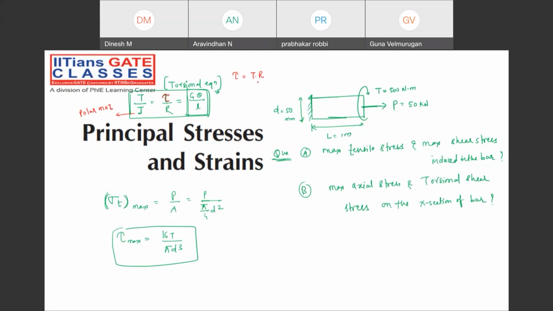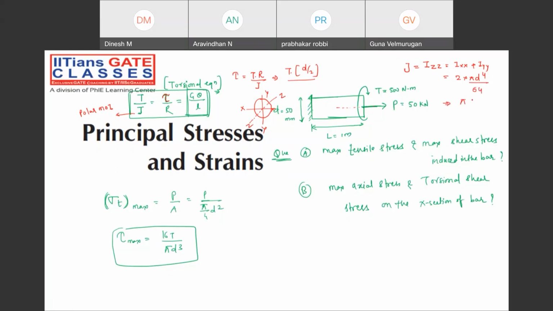So from here, tau will be T into R by J. R is diameter by 2. J is what? What is the polar moment of inertia for a circular cross section? Polar moment of inertia, always remember, is about the longitudinal axis. So IZZ will be IXX plus IYY. Suppose the cross section is something like this, with axes X and Y. Perpendicular to the plane of the paper will be the Z axis, right? And the moment of inertia about ZZ, that I am calling J, and that is 2 into pi d power 4 by 64.